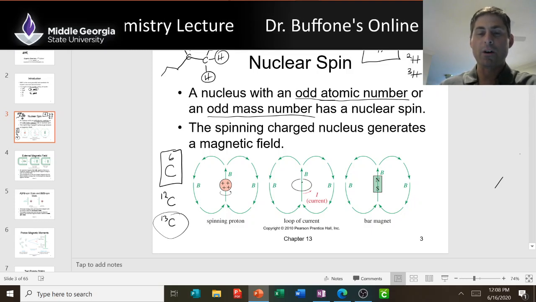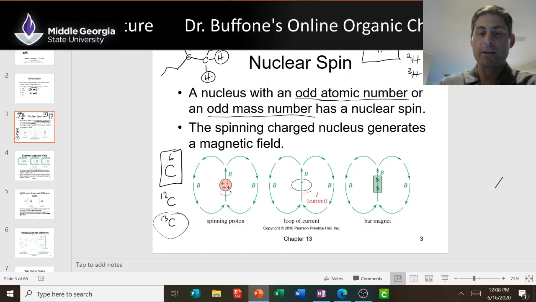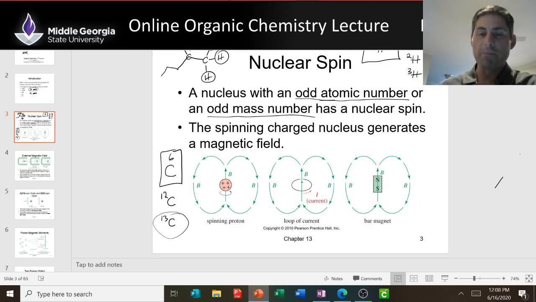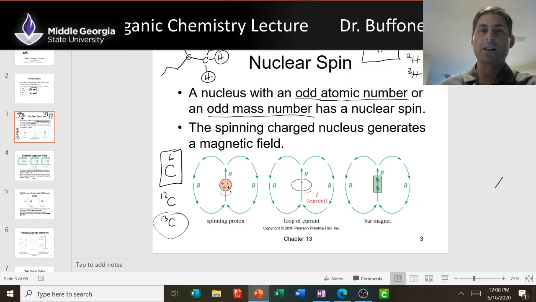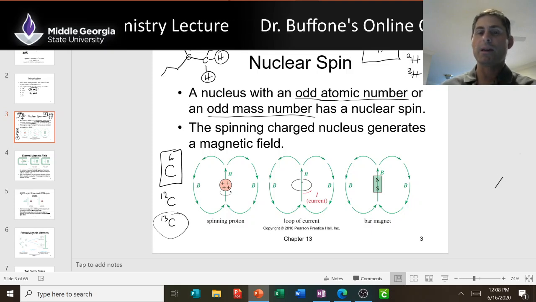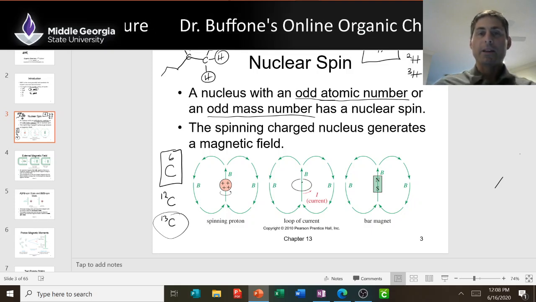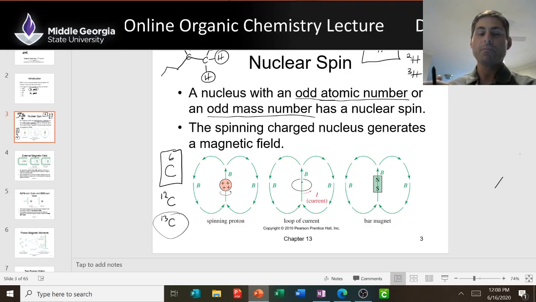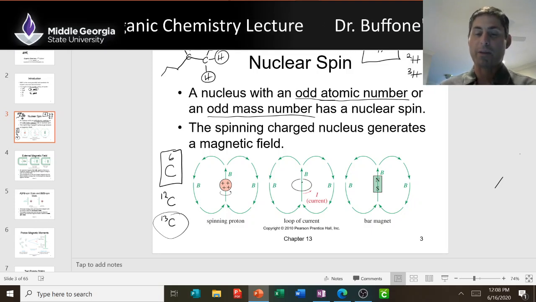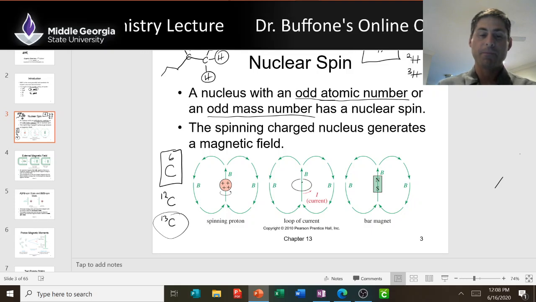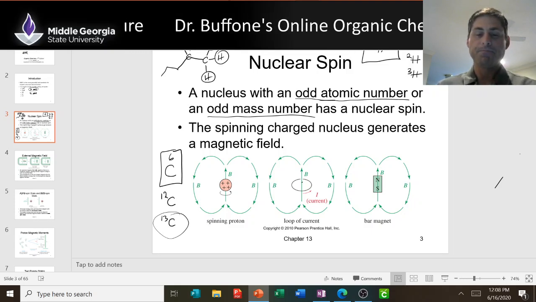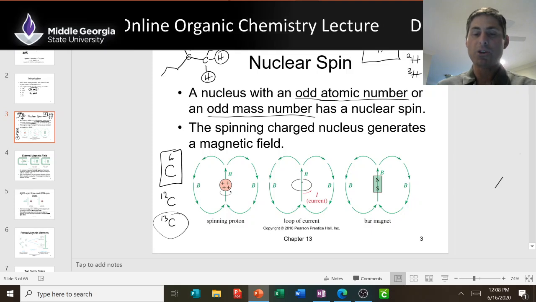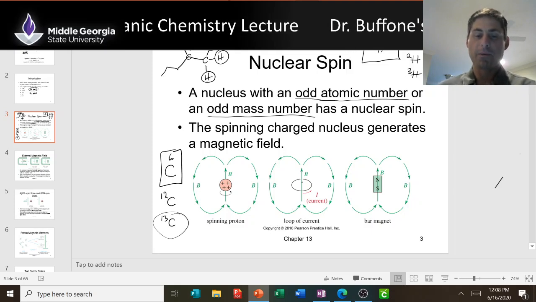So when we test you on all this stuff, we're not going to test you on the theory behind NMR. But I'm going to give you just a little bit of background, which will sort of lead us to looking at a spectrum and interpreting that spectrum. And it'll allow you to come up with a structure based on the spectrum that you see. So if you have a nucleus, the spinning charged nucleus generates a magnetic field.